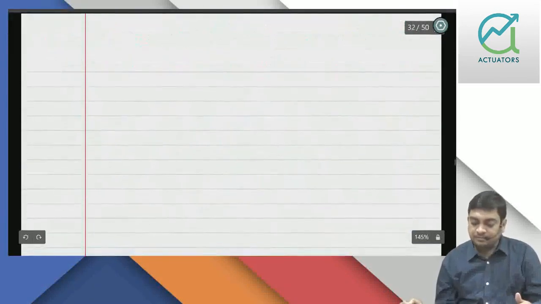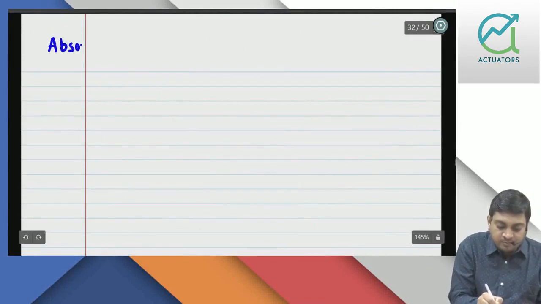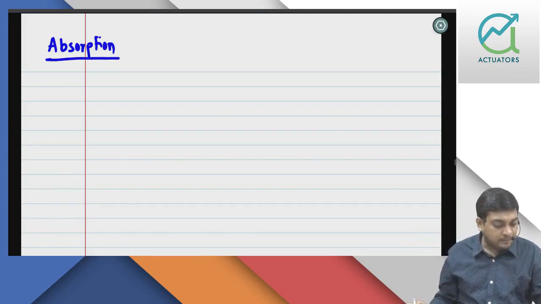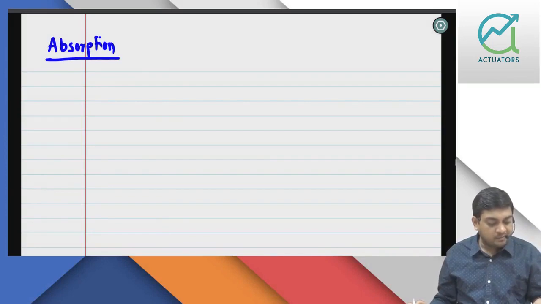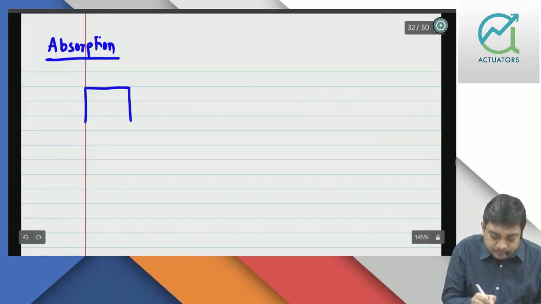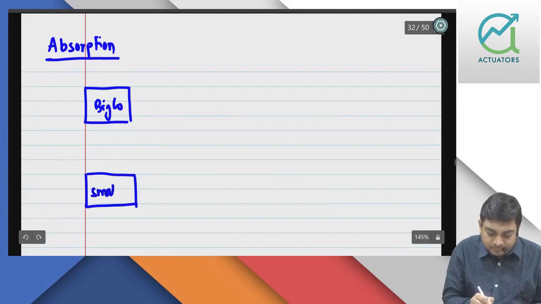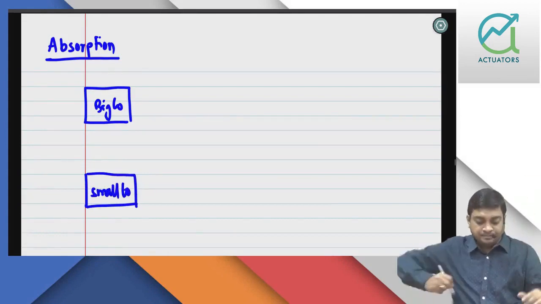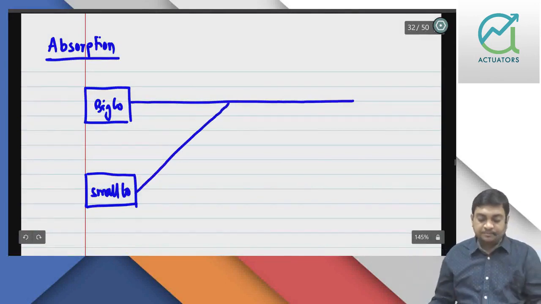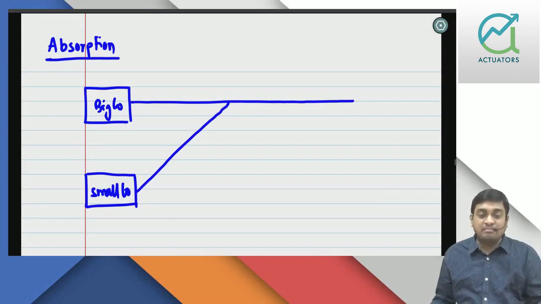Now, let me explain to you what is absorption. Right, now suppose there is a big company. And there is a small company, right? Small company is being purchased by big company.